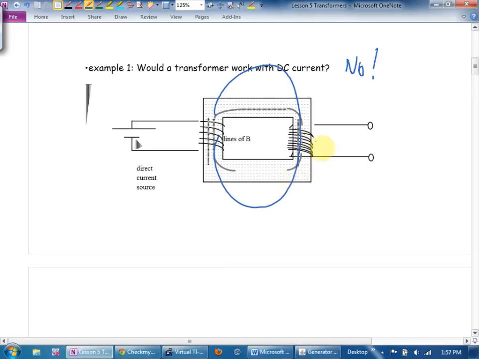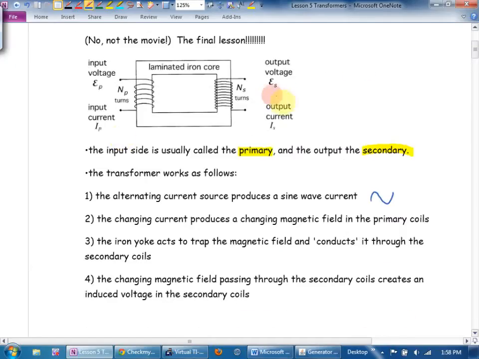What you could do is turn the battery off and on really, really fast. That would work because you'd have the magnetic field going from max to zero, max to zero, max. That's stupid. It's much easier. One of the many reasons why we went with alternating current is that alternating current allows us to pass voltage and current from one coil to another with great control. Is that okay?